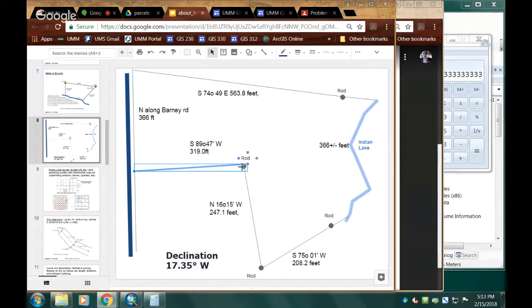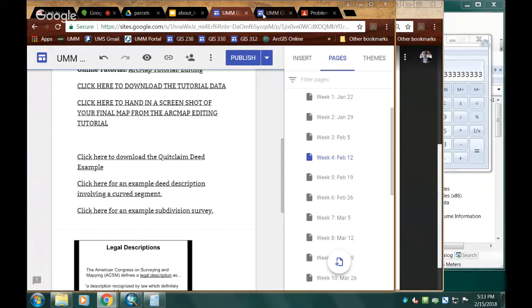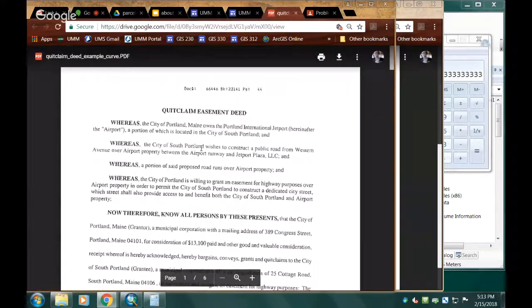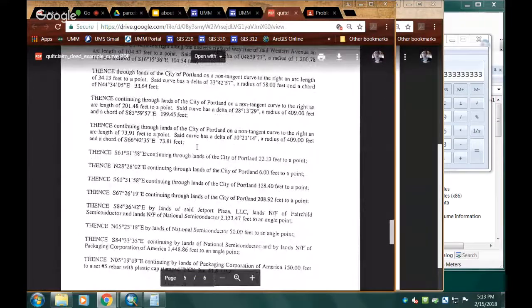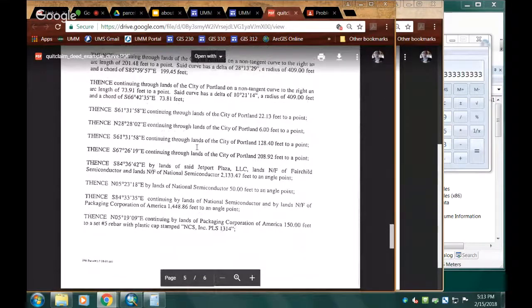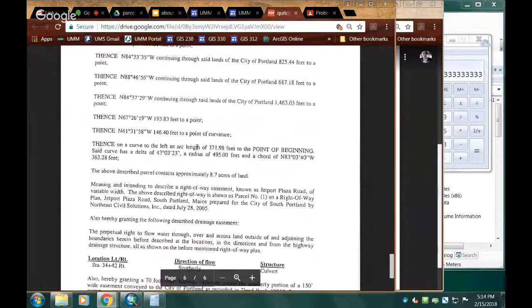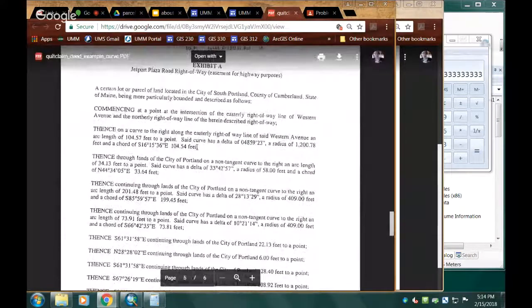I got one more thing I want you guys to look at tonight. And that is linked on the page. We just did the quitclaim deed example. Oh, I guess I had two things. One, let's take a quick look at the example deed involving a curved segment. You don't even need to open it, but it's near the end under Exhibit A. I just want you to see how these things, where was it?